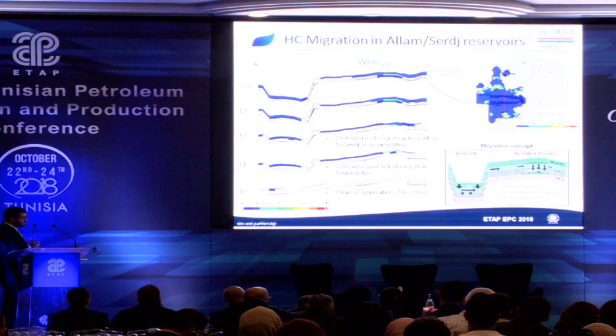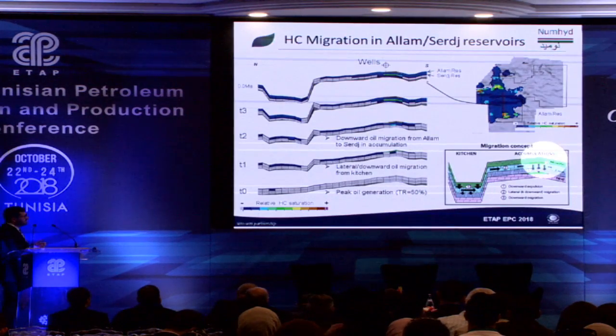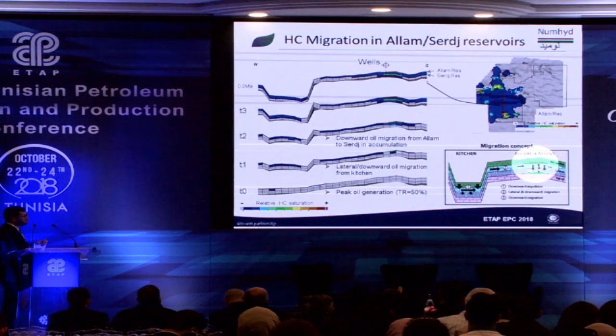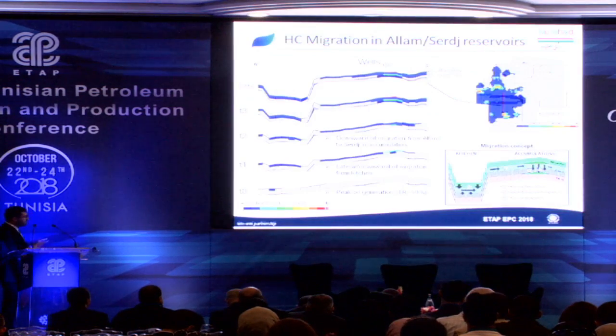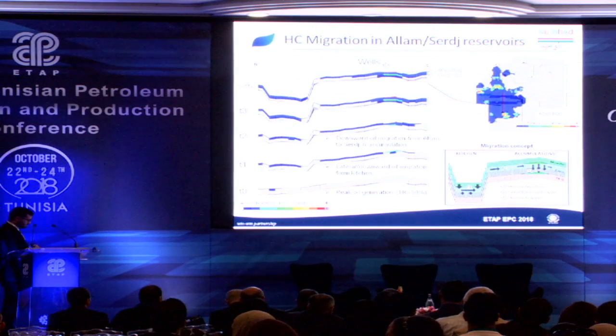And in some specific condition, if the structural closure is good, you have possibility to proceed to a secondary downward migration from Alam to Serge reservoir. It's what is displayed here. So this is globally the mechanism we suggest in the Kabudia permit.